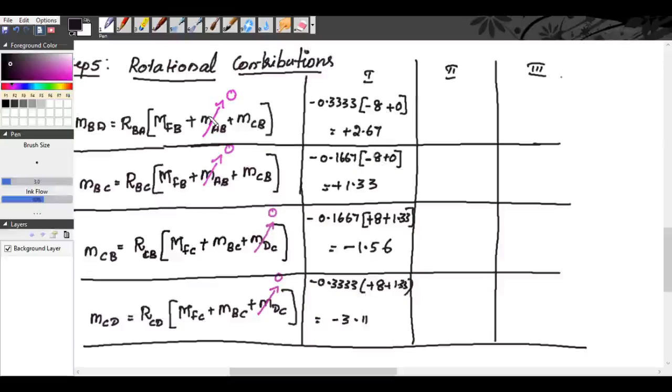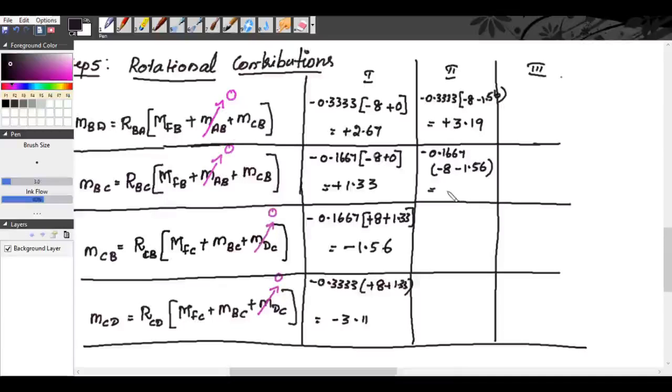Similarly, we will go for the second iteration. So second iteration, see RBA is not going to change. So minus 0.3333. MFB is also not going to change. So minus 8. Only change will be for MCB, which is minus 1.56. So minus 1.56, we get plus 3.19. Now for MBC, it is minus 0.1667 multiplied by minus 8 minus 1.56.